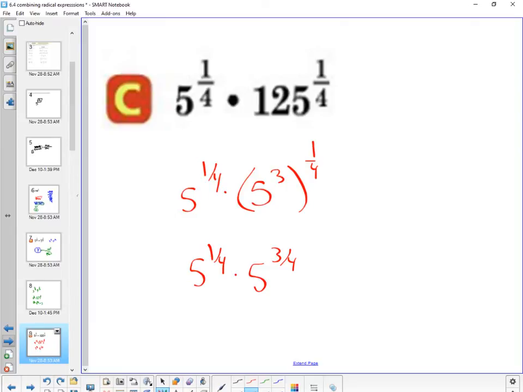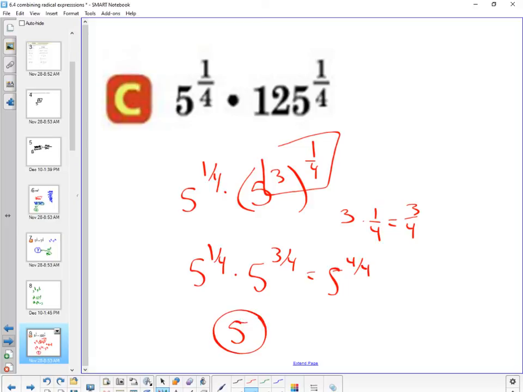If you're struggling with this, you need to come get some help because this is algebra 1 stuff. This is a power to a power, which means that you just multiply them. So what's 3 times 1/4? Not that hard. Okay, now at this point, if I have a quarter and 3/4, how many quarters is that total? 4 quarters, right? So 4 over 4 makes 1. This would be 5 to the 4 over 4, which is just 5.